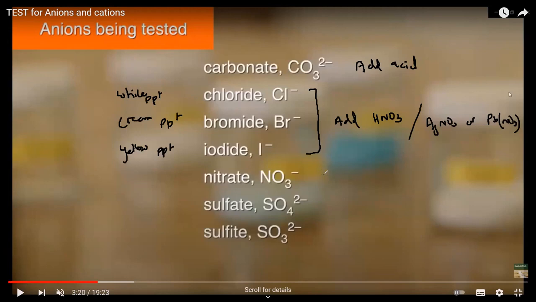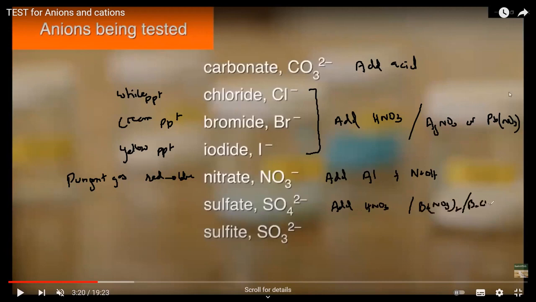To test the nitrate ion, we add aluminum powder and add sodium hydroxide, NaOH, and we will heat. When we heat, there will be a pungent gas. That pungent gas is ammonia, and that pungent gas will turn the red litmus blue. To test the sulfate ion, we will add nitric acid followed by barium nitrate, or barium chloride can be added. If it is a sulfate ion, what will be the result? The result will be white PPT. For sulfite ion, we add hydrochloric acid, HCl, and we will heat. The gas will be released and will turn the purple acidified potassium manganate to colorless.